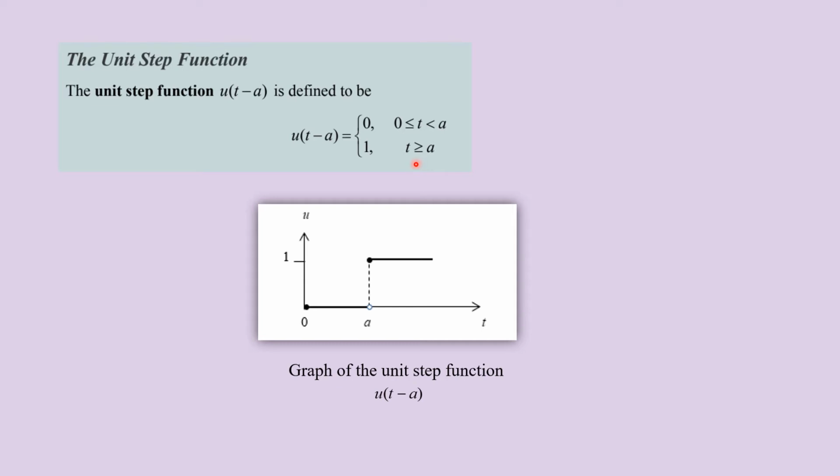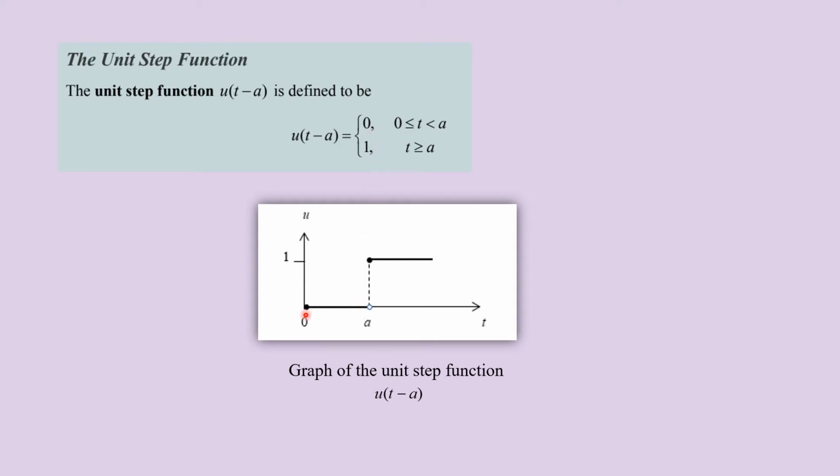Let us look at the graph of the unit step function. This is the t-axis, and let us plot a point a on the t-axis where a is larger than 0. According to the definition of the unit step function, within this interval, for t larger than or equal to 0 and less than a, the function is equal to 0.